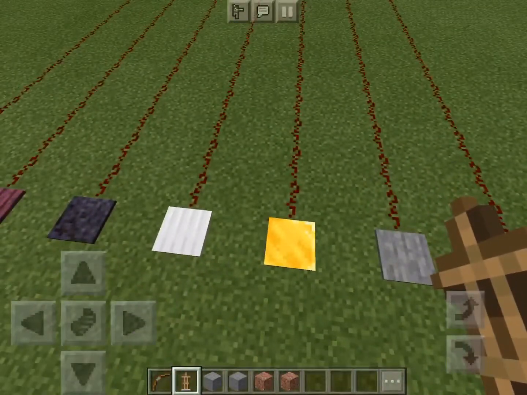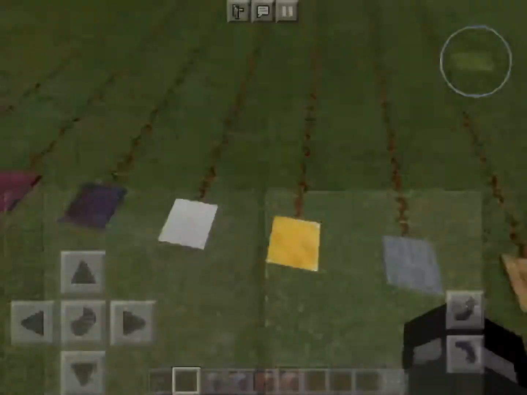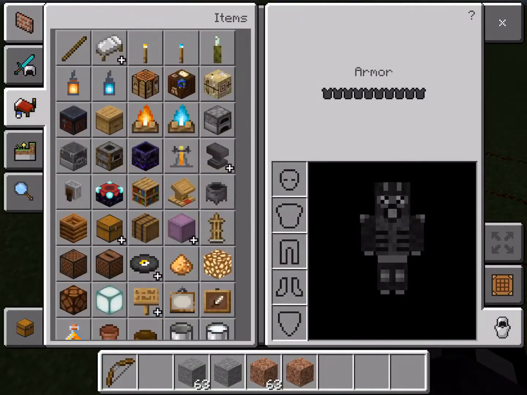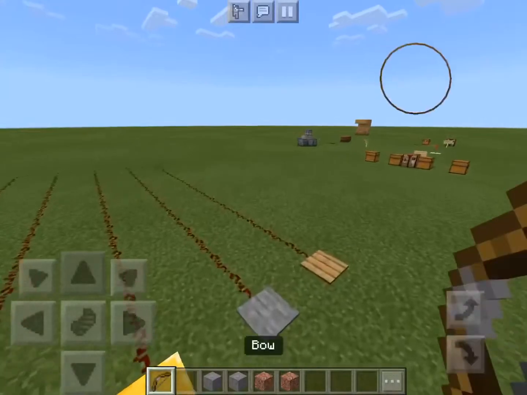And so it's like, why would you use these? And you know what? I don't know. Maybe you have some crazy idea. Let me actually get that armor stand back just so I can put it in this chest. Because, you know, something's missing from this chest. Oh, it's the bow that I have in my hand.